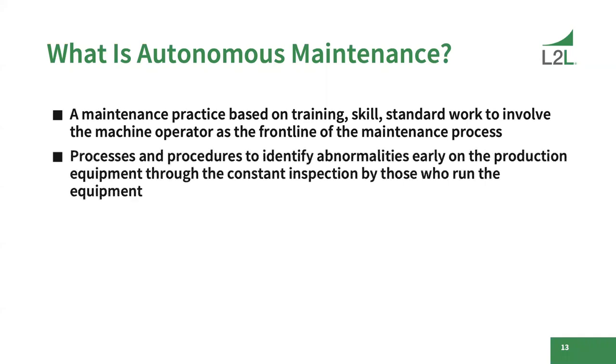Autonomous maintenance is a process and procedures and checklists and inspections to help the frontline operators identify those hidden abnormalities. The reason why you clean a piece of equipment is to inspect the piece of equipment. It's not to make it look nice. It's to find the hidden abnormalities. When we find a hidden abnormality early, we can avoid the downtime.